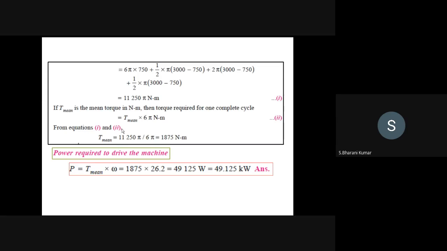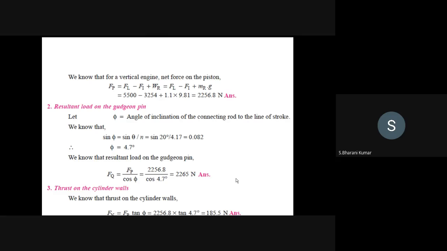The second part is the coefficient of fluctuation of speed, in terms of percentage. This is the data. Again, we go for the triangle, the graphical representation. The same graph will be represented here, for your reference only.